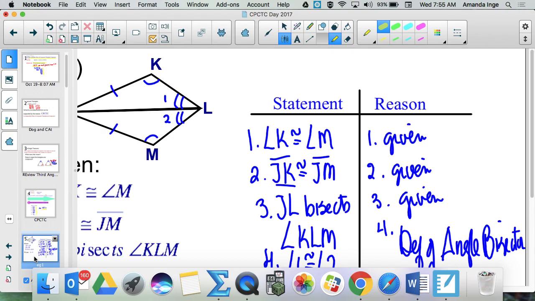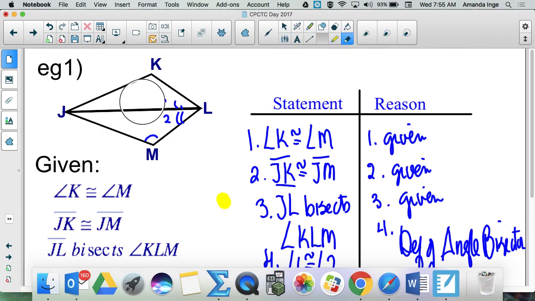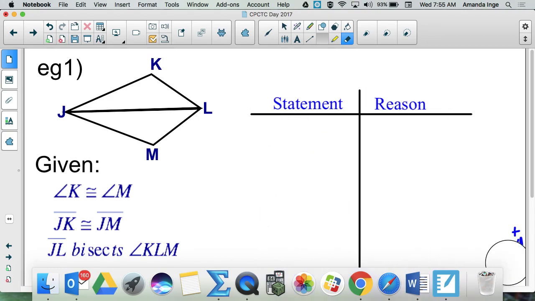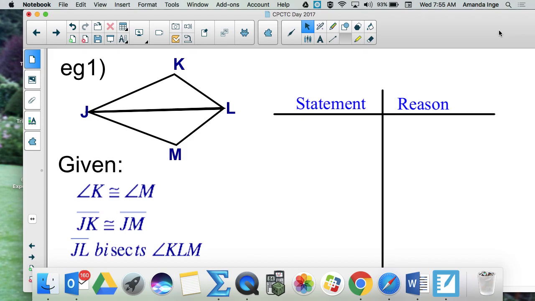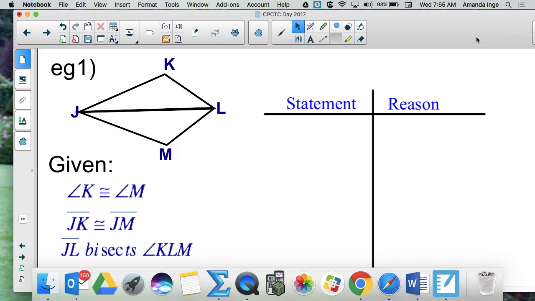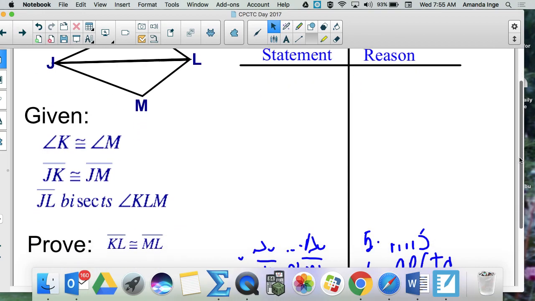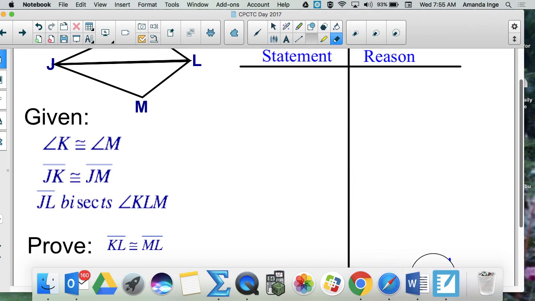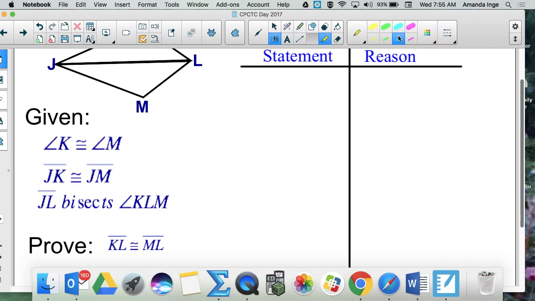So let's start with a proof. And I'll give you a minute to copy down the picture. All right. So what are you trying to prove? That's the first question. Are you trying to prove that triangles are congruent, or are you trying to prove that parts of the triangles are congruent? Well, if you look at what you're trying to prove, you're trying to prove that side KL is congruent to side ML.